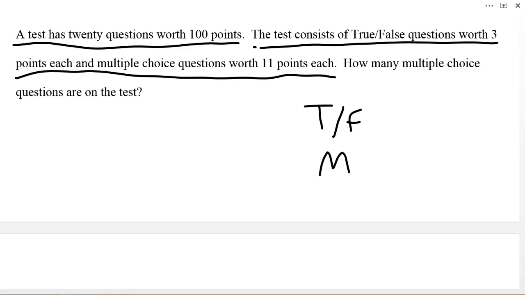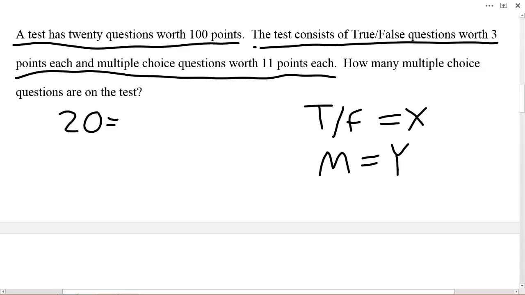So first of all, let's look at the amount of questions. It's saying it's 20 questions. So let's write an equation. Whatever we want to do, we want to find that the combination of true/false and multiple choice questions will equal 20 questions. That's all we want to do. So before we move on, let's designate variables to each one. For true and false questions, let's designate x, and for multiple choice, let's designate y. Let's do that. Okay.